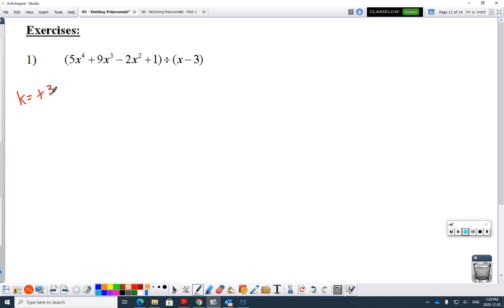Then I write out my coefficients, not with x to the fourth, with x cubed. I don't keep track of all that. Here's the x to the fourth term, 5. Here's the x cubed term, 9. Here's the x squared term, negative 2. Here's the... What's the next number I should write? Zero. There's no x terms.